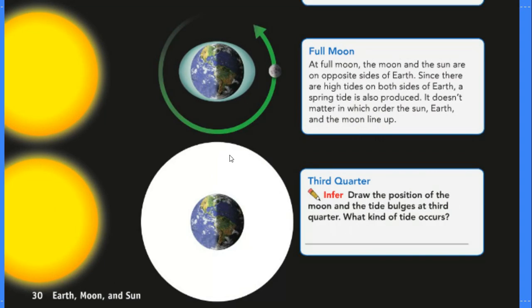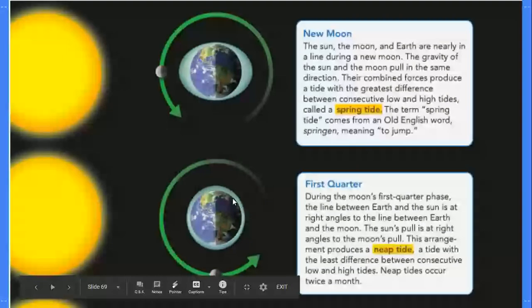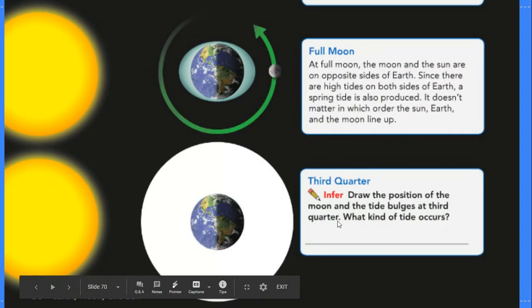So down here on this picture, your moon is gonna be up here in the third quarter position, also called the half moon. And then your waters of the earth are going to have a similar drawing to the first quarter phase. Okay. And what kind of tide occurs? You guessed it, a neap tide.